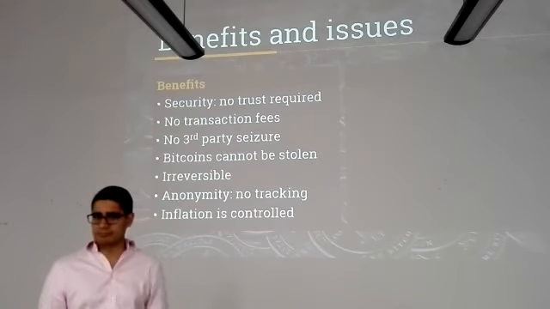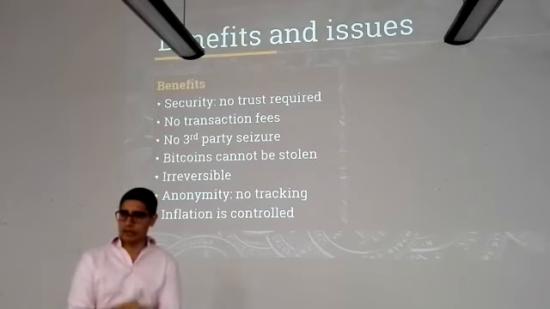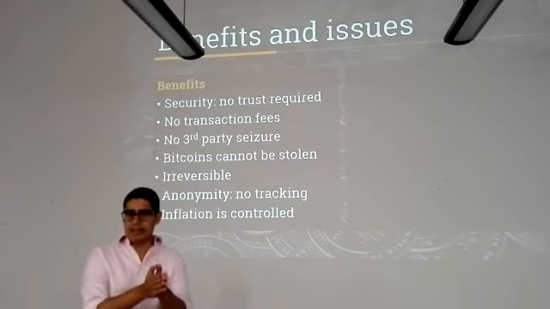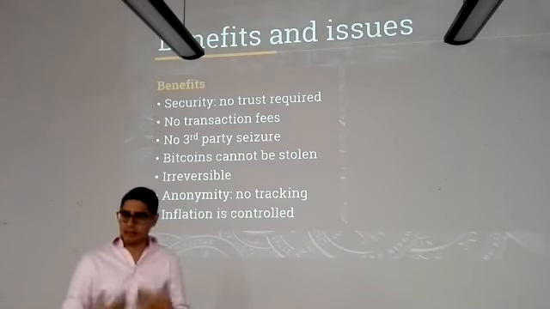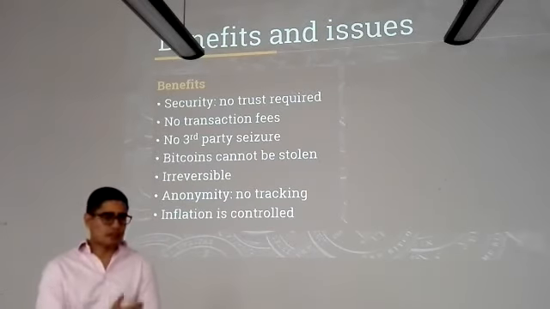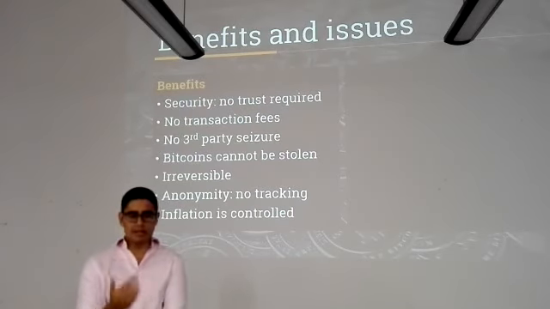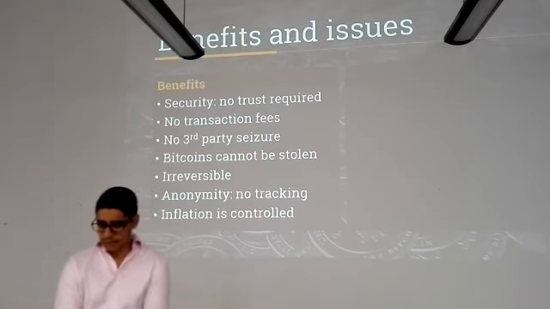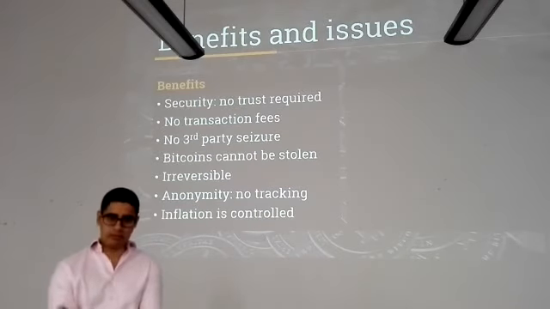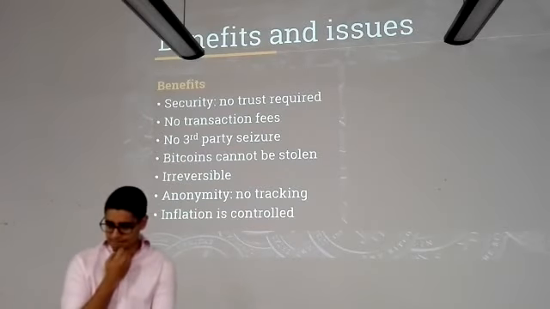Transactions are irreversible. So if you're a merchant accepting Bitcoin, it's great. As soon as your transaction is on the blockchain, at a stable point, it can never be taken back by chargeback, by fraud. It's anonymous, so there's no tracking. So you set up your public and your private keys, and no one else will ever know who you are. And inflation is controlled, so the bank cannot just print loads of money like Zimbabwe.